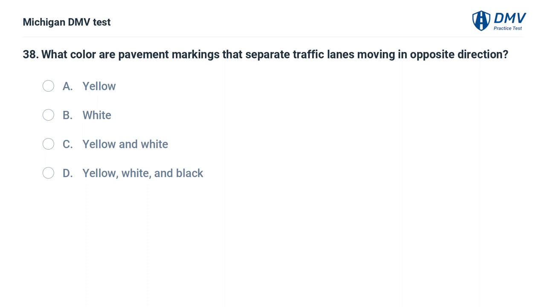What color are pavement markings that separate traffic lanes moving in opposite directions? A. Yellow. B. White. C. Yellow and white. D. Yellow, white, and black.